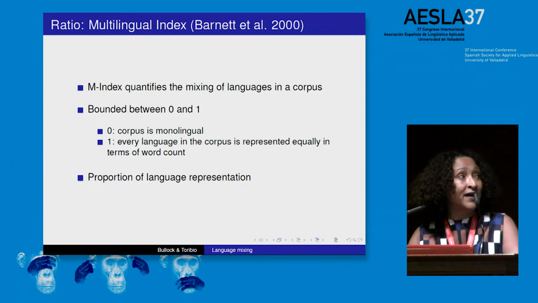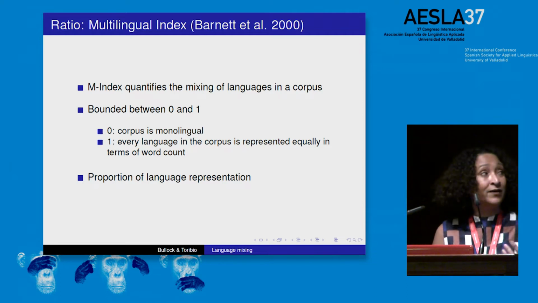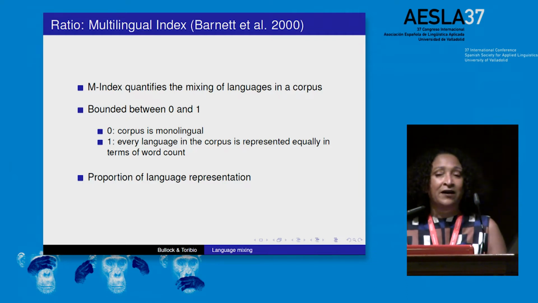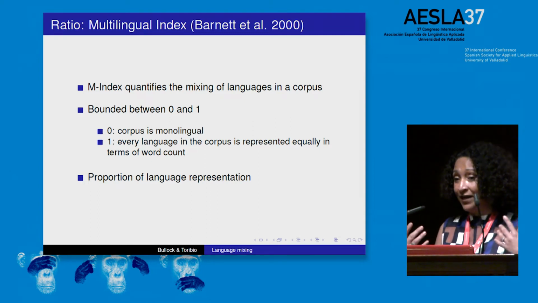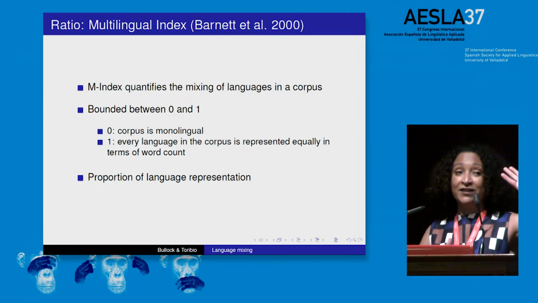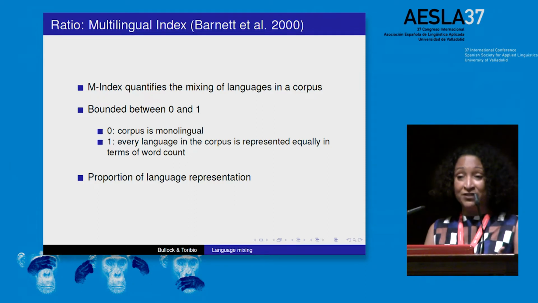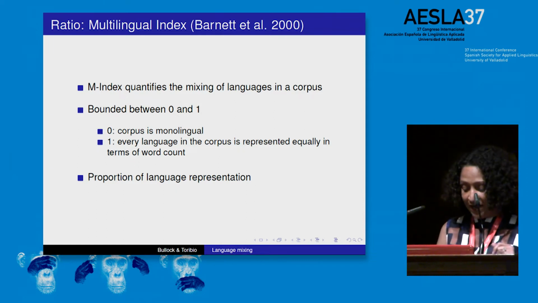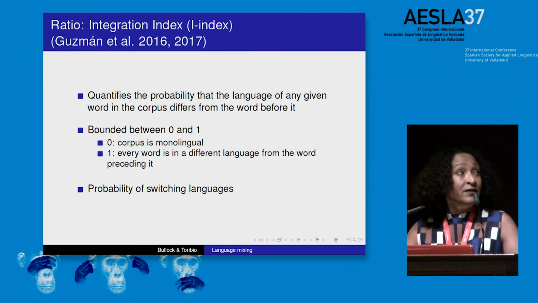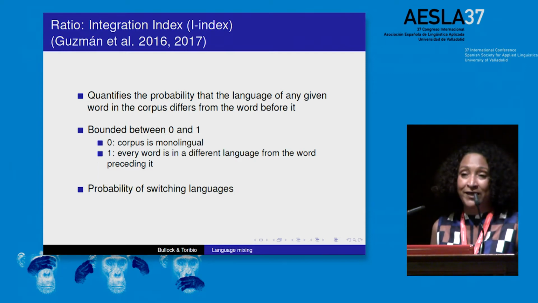This merely quantifies the proportion of languages represented in a text, right? So, for instance, you might have a text that is 50% Spanish, 50% English. That sounds interesting, right? However, it might be all English and then a translation in Spanish. Okay, so that is not the type of mixed text that we'd be interested in. Okay, so the M-index gives you just a proportion of languages represented. So we have also the integration index, and this will tell you the probability of switching between languages.